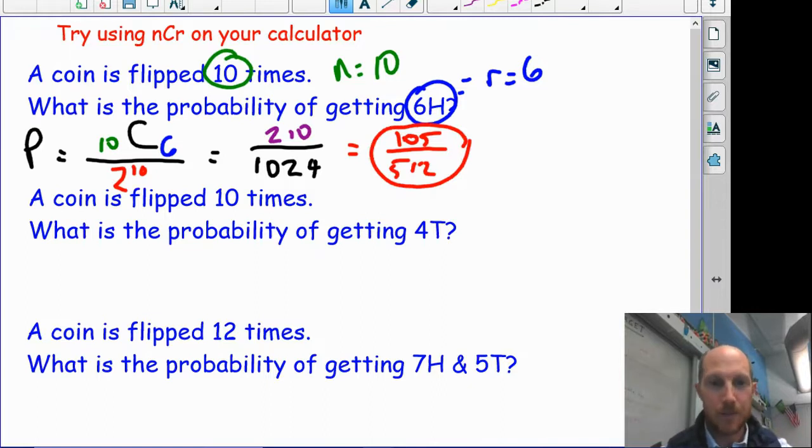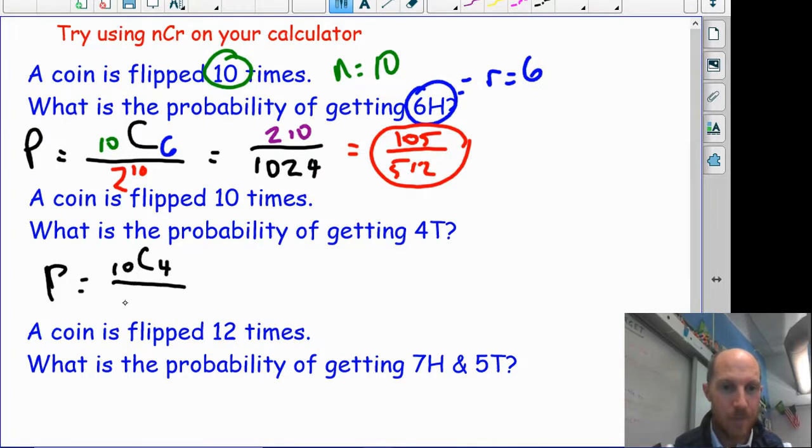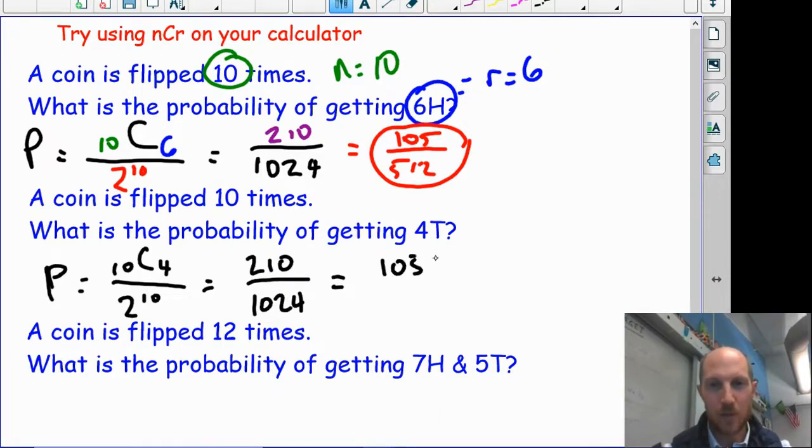All right. A coin is flipped 10 times. What's the probability of getting 4 tails? Well, I could do 10C4. But I know that 4 tails is actually the same thing as 6 heads, because if there are 10 coins and 6 of them are showing heads, what are the other 4 doing? They've got to be showing tails. This is the same thing. We can do it on a calculator just to prove it to ourselves, but I'm going to get 210 over 1,024, just the same as I did last time, and that'll still reduce.